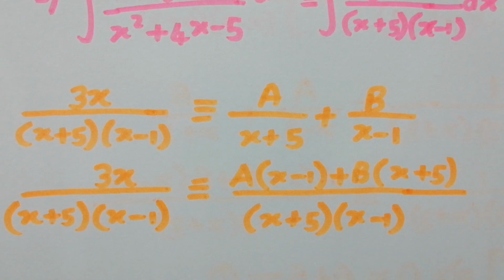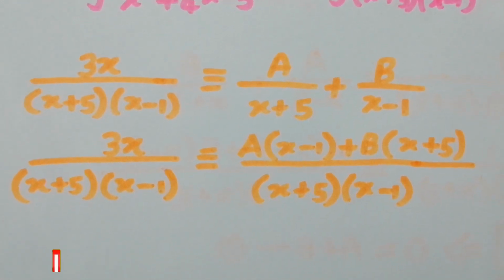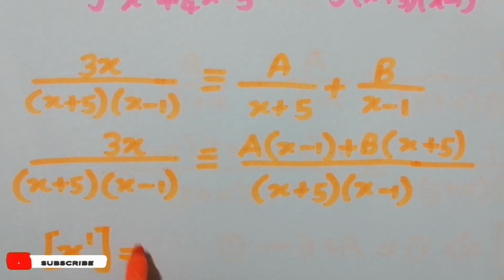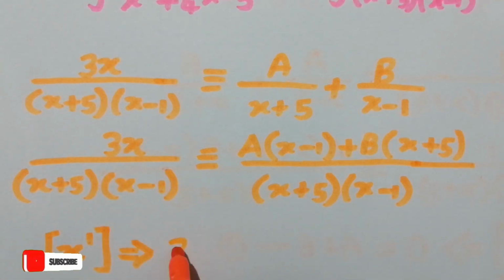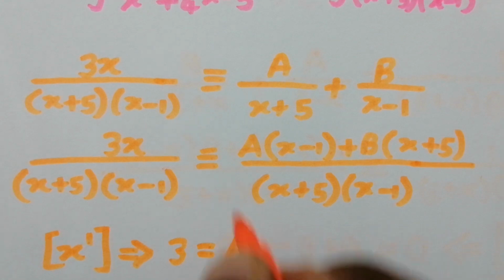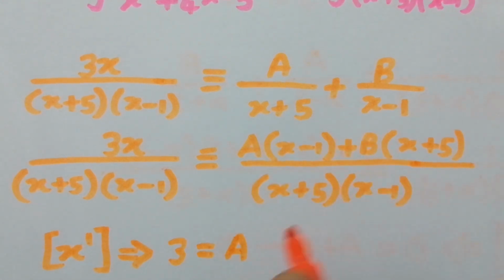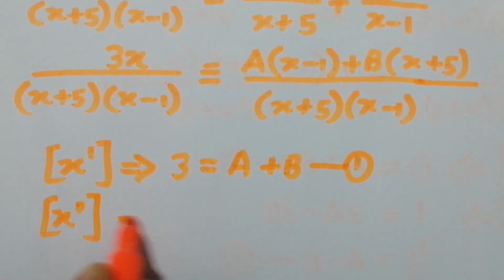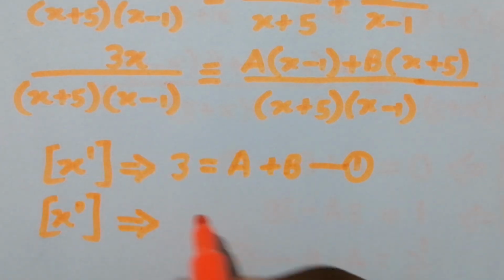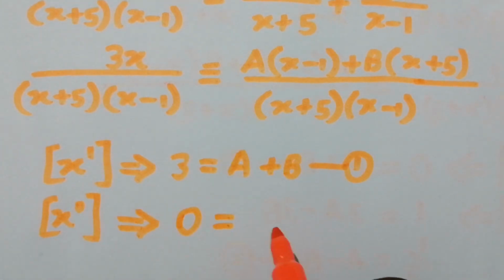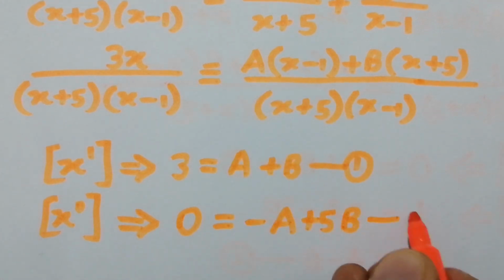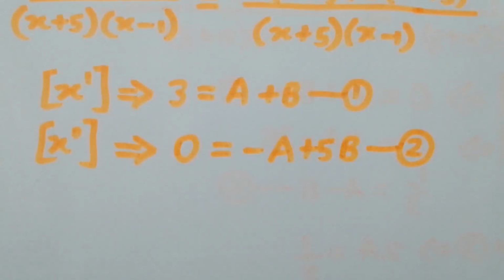By comparing the coefficients of the numerator, first I am comparing the coefficient of x to the power 1 term. Here it is 3 equals, on the other side, a plus b. First equation. Now I am comparing the constant. Here there is no constant, then 0 equals minus a plus 5b, the second equation.